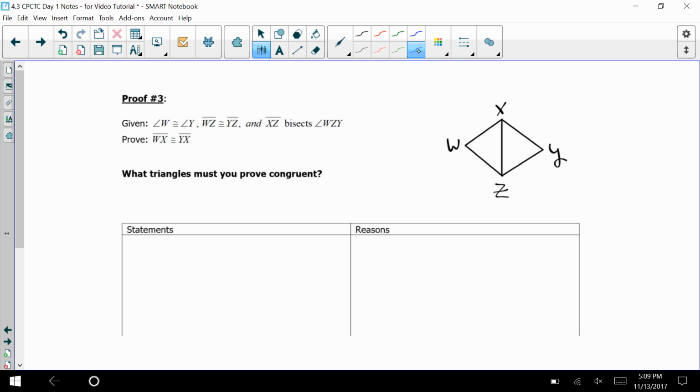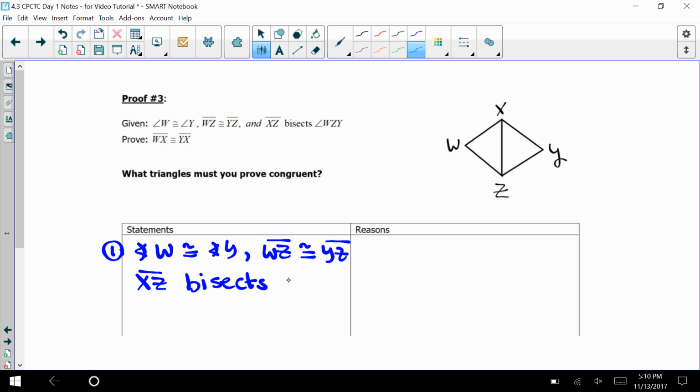Okay. Let's look at this one. Let's write the given. I'm going to let you try this one on your own. But we have angle W congruent to angle Y. And then we have WZ congruent to YZ. And then we have XZ bisects angle WZY. So that's all given here. All right, so let's mark up the diagram. We have angle W and angle Y. We have WZ and YZ. Those are congruent. And then we have XZ bisects this angle, WZY.